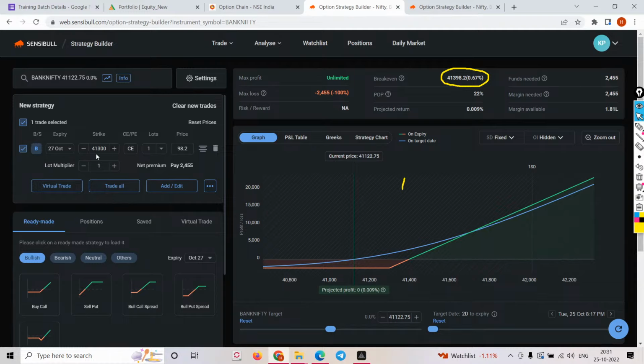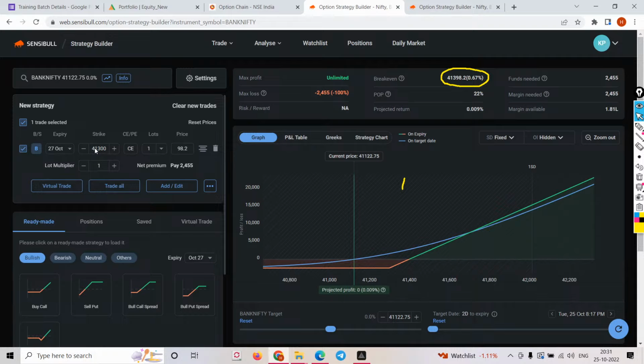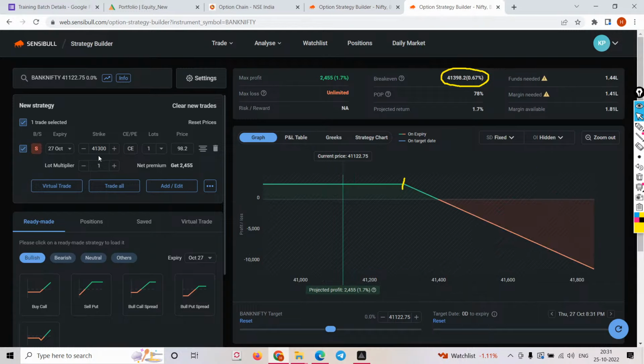When a buyer has bought 41,300, your profit will start only when the market goes above 41,300. So when the seller has sold 41,300, his loss should start the moment the market goes above 41,300. But do you see the loss? This is your 41,300. You have a safety of almost 90, 100 points. Even if the market expires at 41,380, you still have profit, because this is the differentiator. That's the edge, the option.